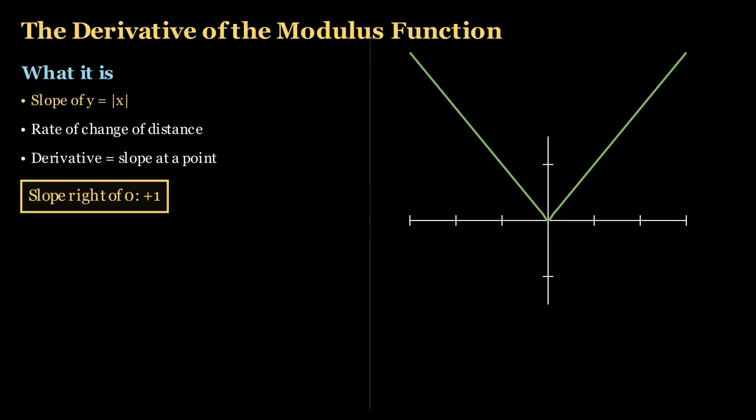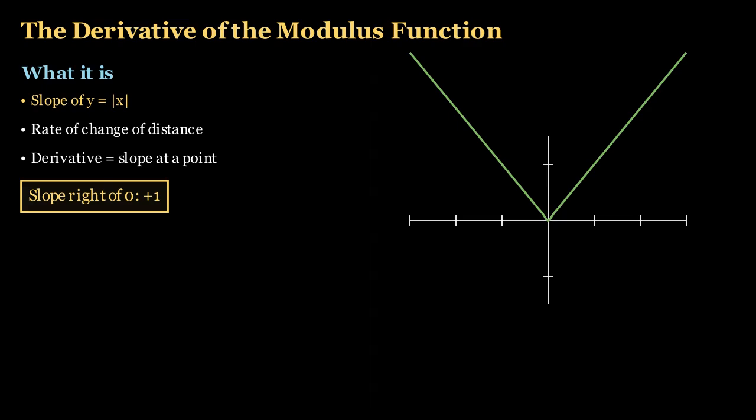For a straight line, the derivative is just its constant slope. But our V-shape is made of two different straight lines meeting at a corner. So to find the derivative of the modulus function, we need to look at the slope on each side of 0 separately. Why do we care if a graph has a sharp corner?